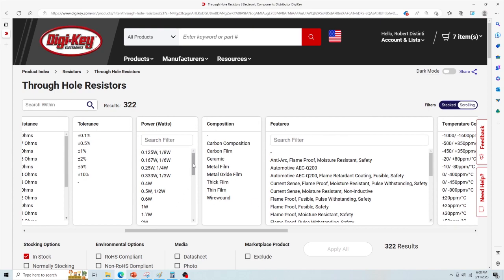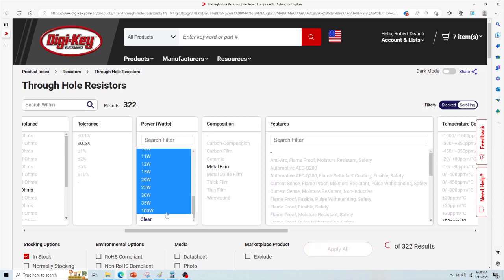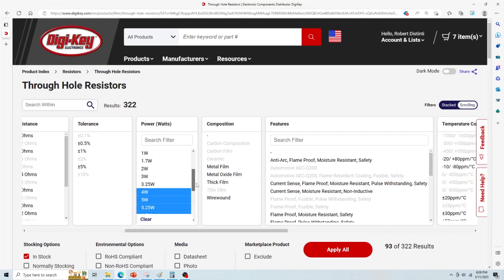First, let's just put in our power handling. We want a minimum of 4 watts. So let's put 4 watts and then go all the way down to the bottom. Hit Shift and select the last one. That'll select everything from 4 watts to 100 watts. It's okay. The higher wattage resistance is going to cost more, but it's also going to be able to shed the heat better, which means it'll be a much more temperature stable resistor.